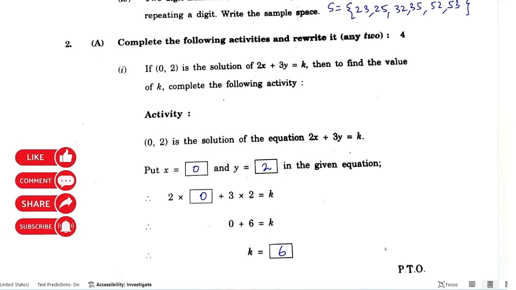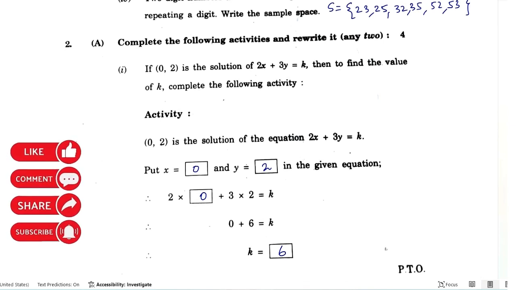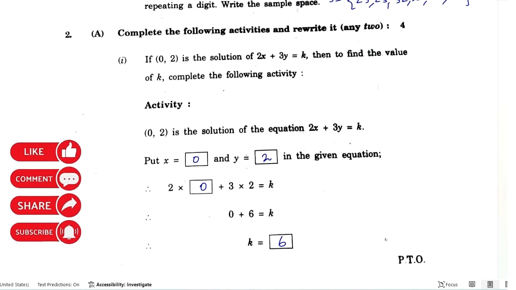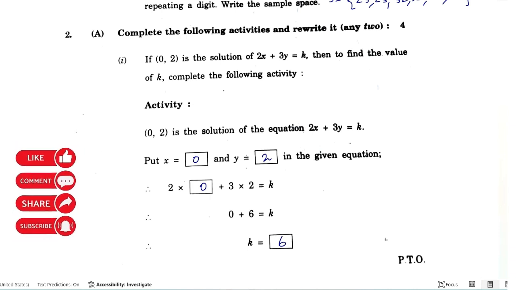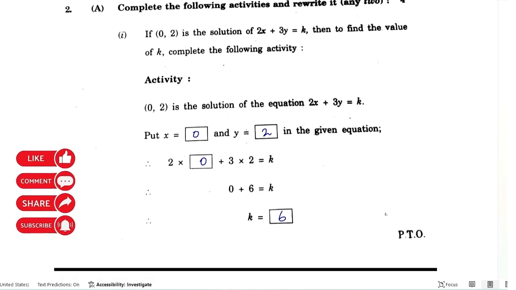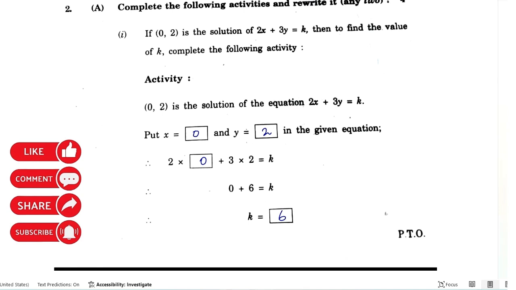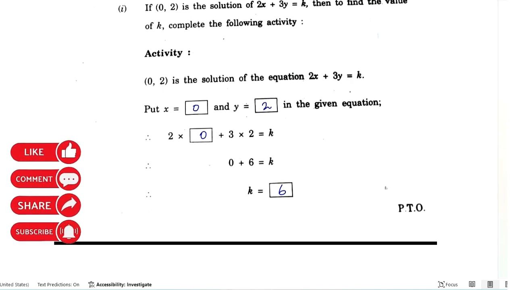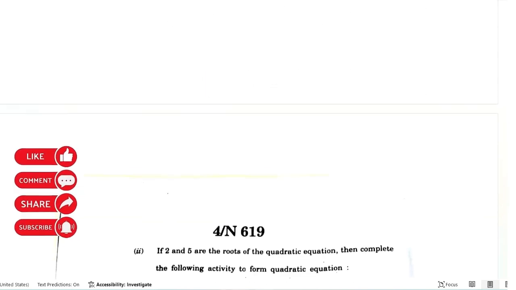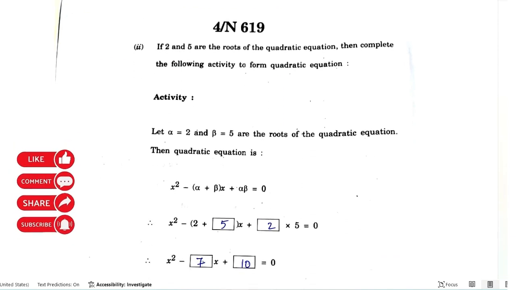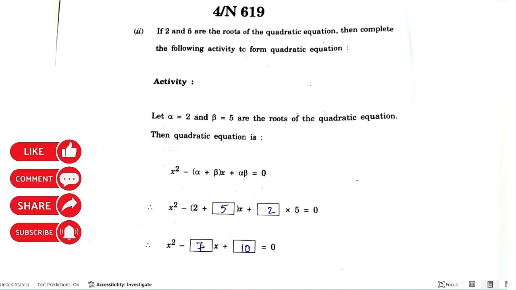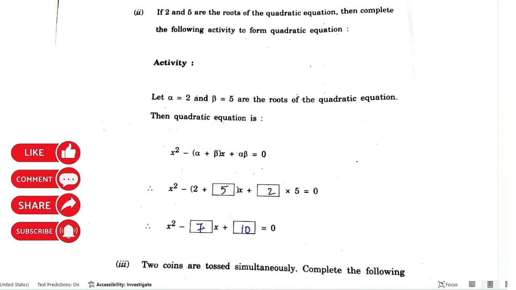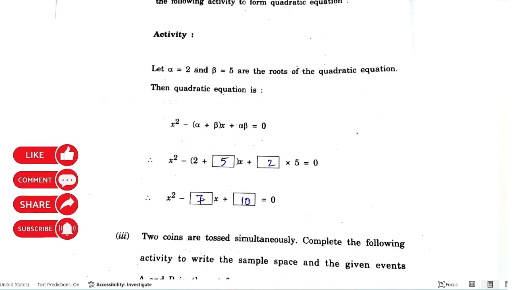So if 0, 2 is the solution, equal to k, then we have to find the value of k. 0, 2 is the solution. So simply x equal to 0, y equal to 2, substitute it, and you will get k as simply 6. Second one is about the roots of the quadratic equation. They have given alpha equal to 2, beta equal to 5. Simply substitute these values in the bracket and you will get the answer. x square minus 7x plus 10.